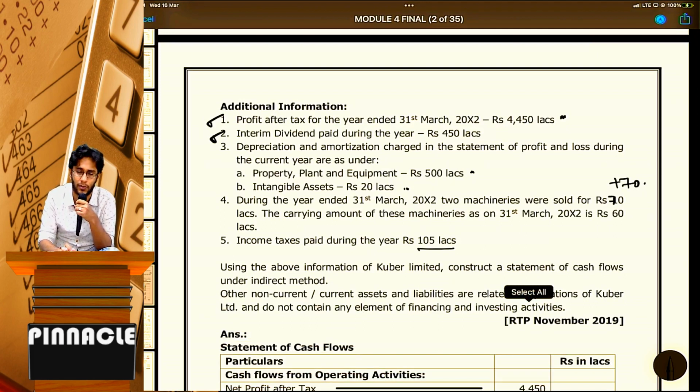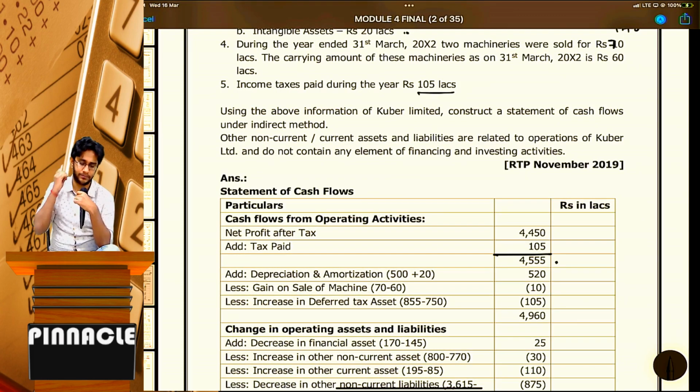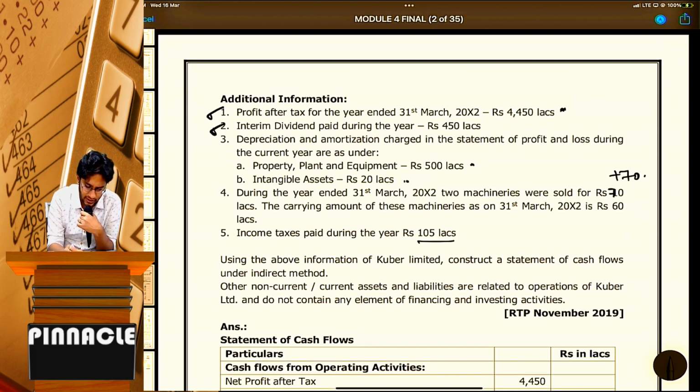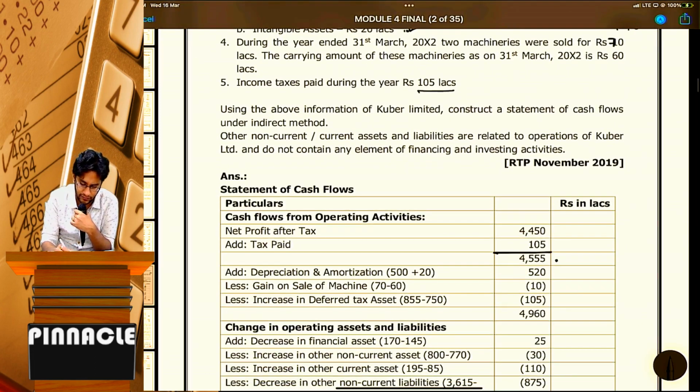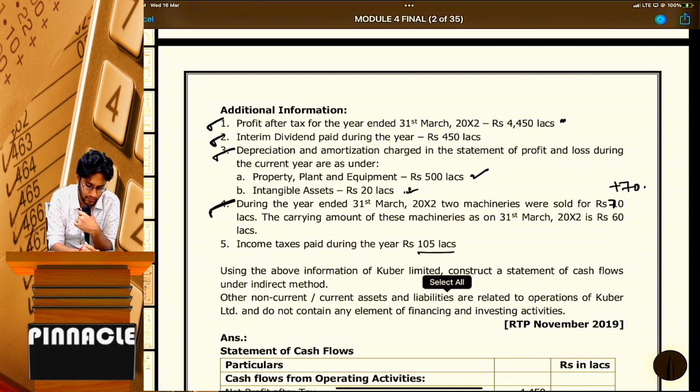So that will be your profit before tax. Up to here it's clear. Okay. Then depreciation and amortization. Look at the adjustments. Depreciation 500, non-cash; amortization 20, non-cash, add back. So 520 added back. This is straightforward. Next adjustment, sir.